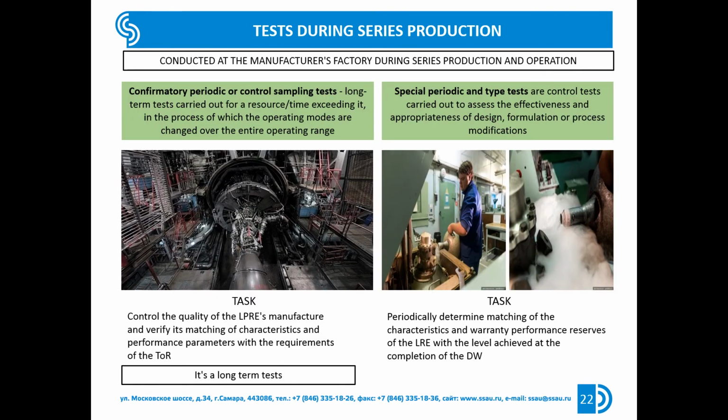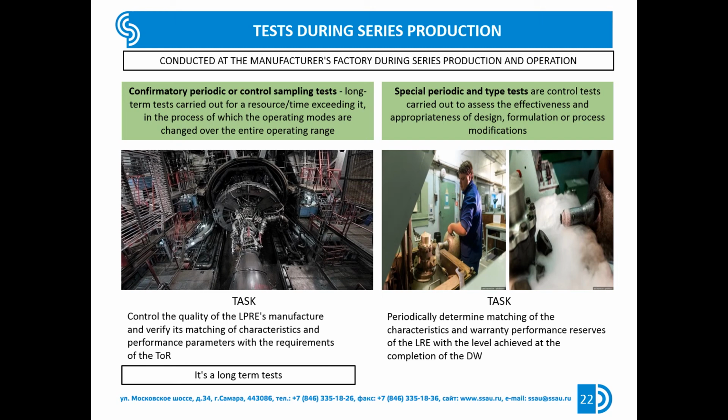The purpose of the confirmatory periodic tests is to check the quality of the production of the LPRE and to verify its performance and operability parameters comply with the requirements set on the statements of work. These tests are carried out after a certain period of time. Sample testing has the same purpose but involves the testing of one or more LPREs from a given batch. Confirmatory periodic tests are long-term tests of liquid propellant rocket engine conducted for a resource or for a time exceeding it, in the course of which its operation modes are changed within the whole operational range.